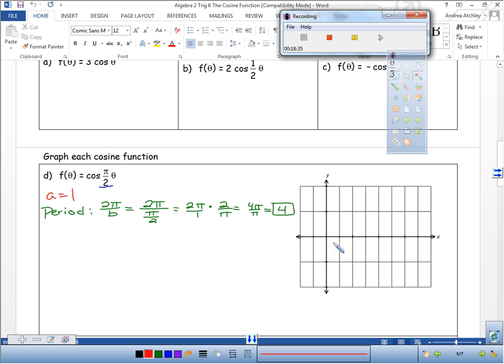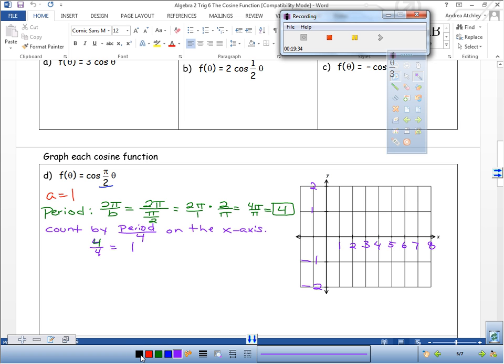Okay, so remember to label our x-axis. To count the x-axis, we use the period divided by 4. So my period was 4. I'm then going to divide it by 4, which gives me 1. So this is nice. I'm just going to count by 1. 1, 2, 3, 4, 5, 6, 7, 8. This is 1. This is 2. This is negative 1. This is negative 2. Any questions over that?